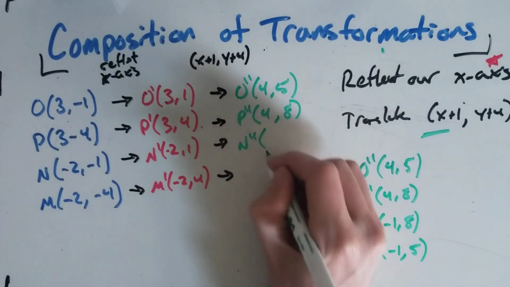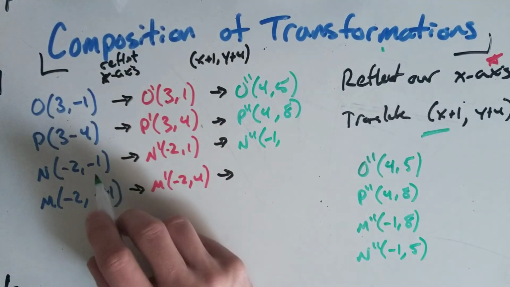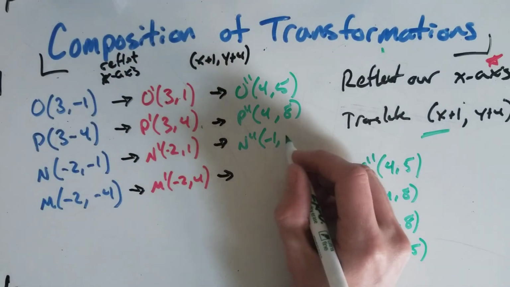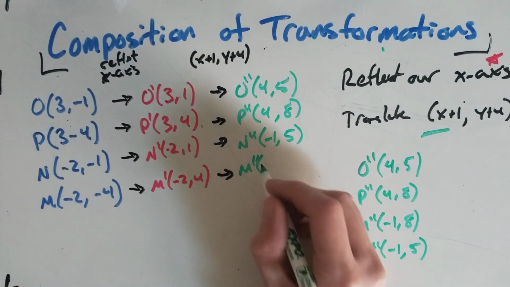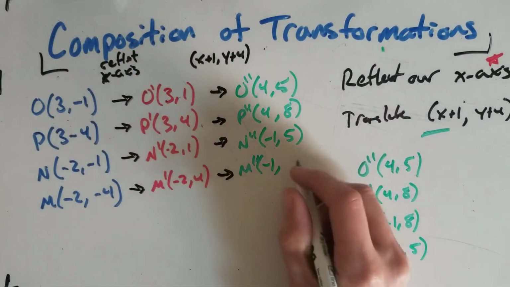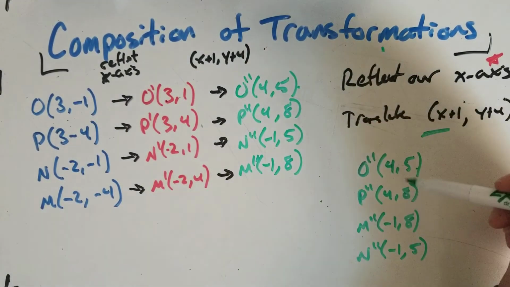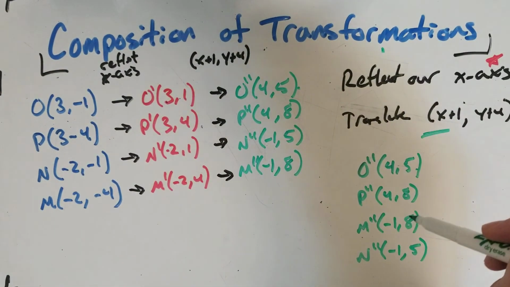Your N double prime, negative 2 plus 1 you get negative 1. Positive 1 plus 4 you're going to get 5. And M double prime, negative 2 plus 1 you get negative 1. And 4 plus 4 you get 8. You can go ahead and check. The O double primes are the same, P double primes are the same, N double primes are the same, and M double primes are the same as well.